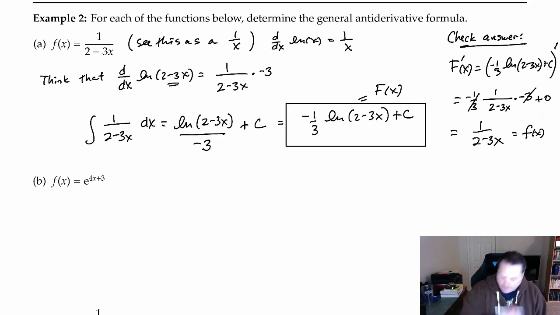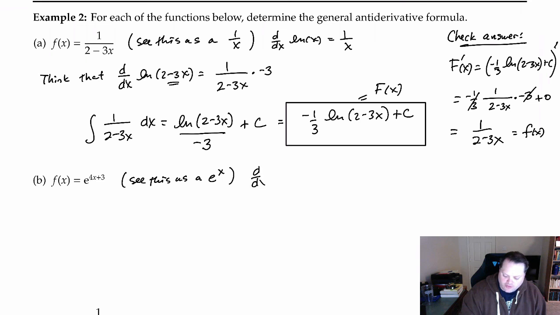All right, here's another one. This one, you should see as an e to the x, and you know that the derivative of e to the x is just e to the x. But you think about it for a little bit and you say, okay, if I was taking the derivative of this, then I would have to multiply by a 4 because that's the derivative of the inside.